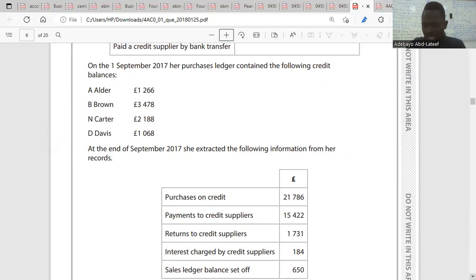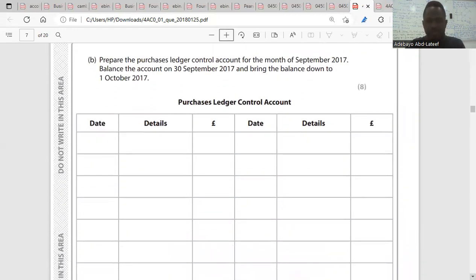So now go down to your purchases ledger. The debit side is on your left side. The credit side is on your right side. Are you there? So we start on September 1. On your credit side, you have balance brought forward, 8,000. Balance b/f, 8,000. That is the total of all the suppliers.